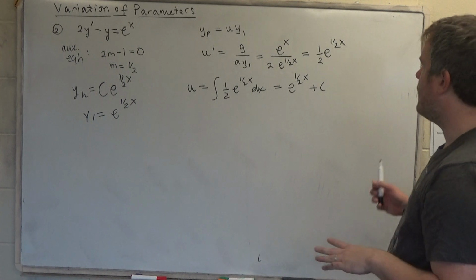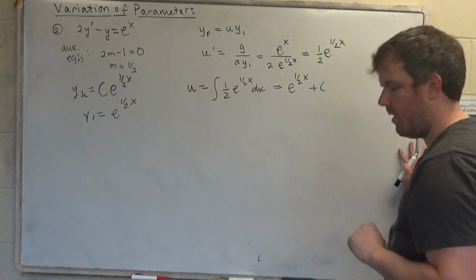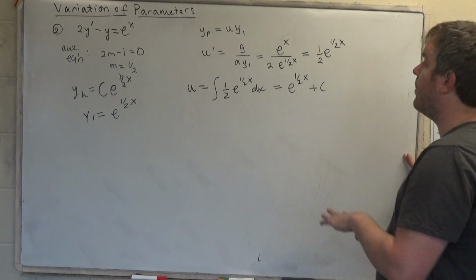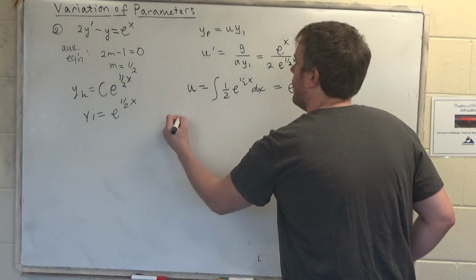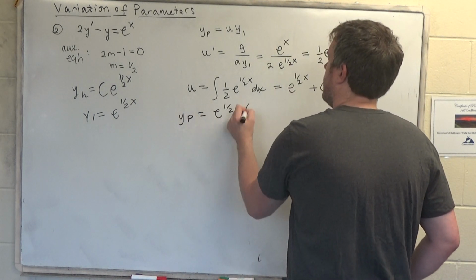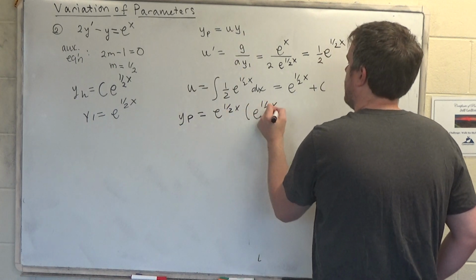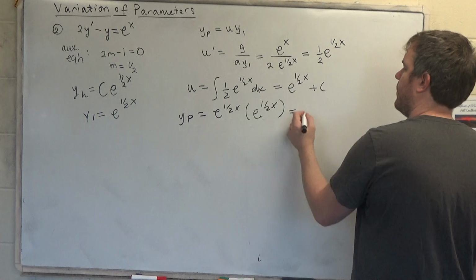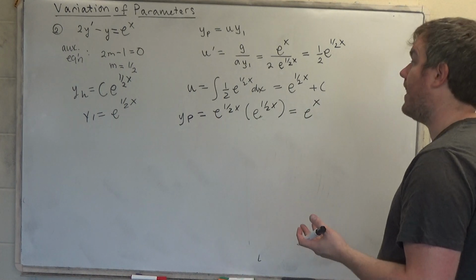Now, it turns out that any antiderivative will work. We want to make this thing as simple as possible, so we're just going to set c equal to 0 in our formula for yp. Well, let's see, so y1 was e to the 1/2 x. E to the 1/2 x times e to the 1/2 x is e to the x. So my particular solution is just e to the x.